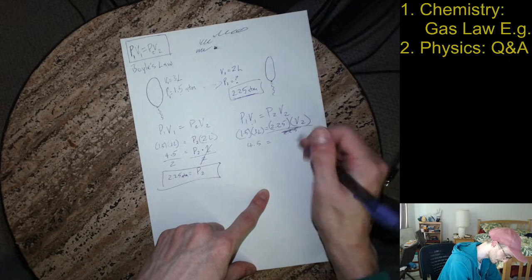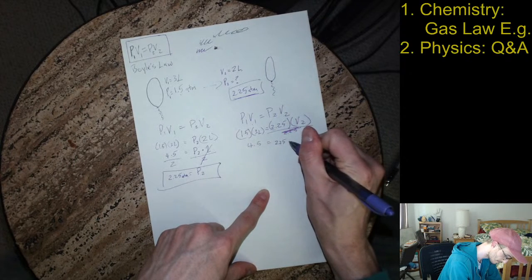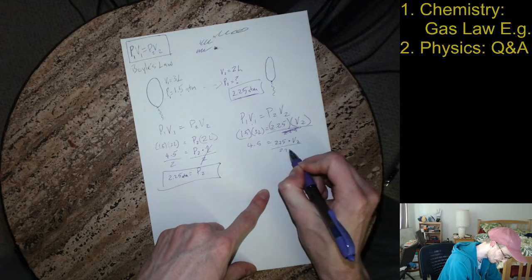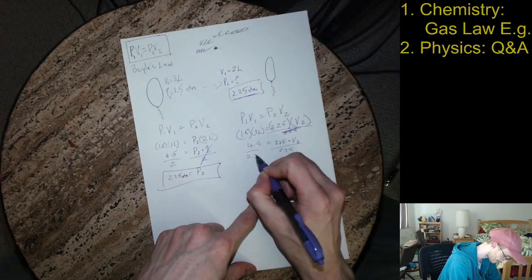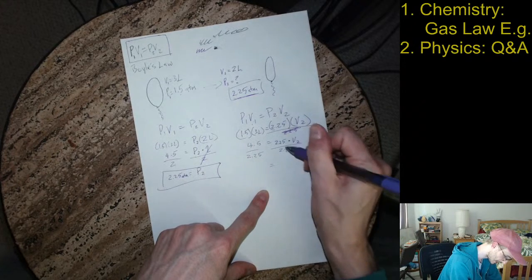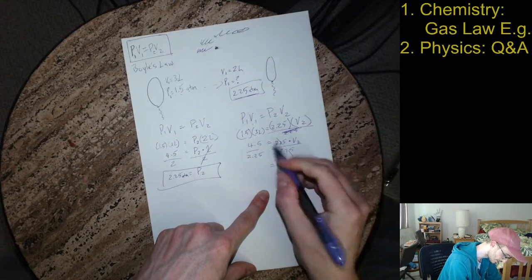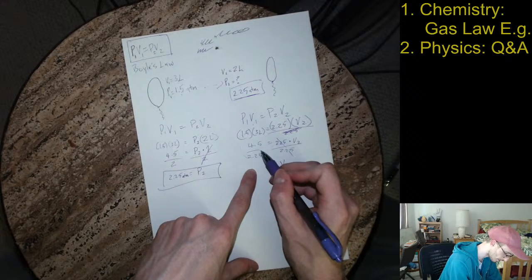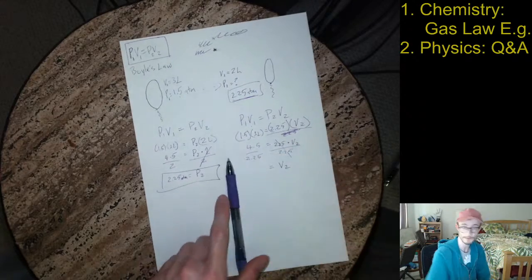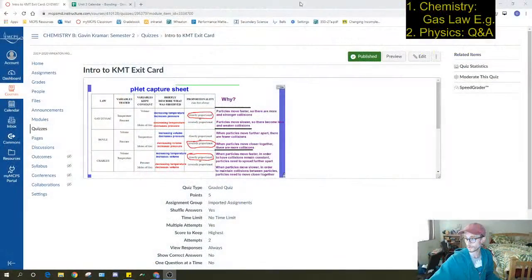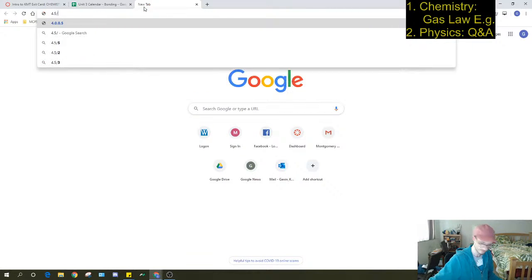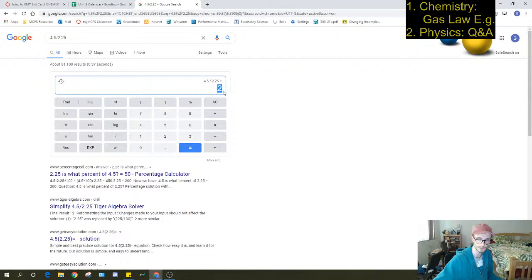I should have written this on this line. It's 2.25 times V2. So I'm going to divide both sides by 2.25. These are going to cancel out. So on this side, I'll have V2. And then on this side, I have this fraction, 4.5 divided by 2.25. Now, this one's a little bit harder to maybe do in your head. So I can switch over just so you know I'm not lying to you. I can type in 4.5 divided by 2.25 and see what comes up. Oh, indeed, it pops up with the number 2.